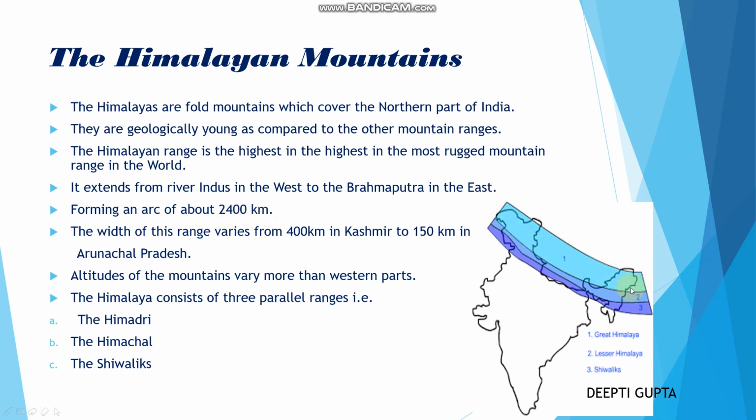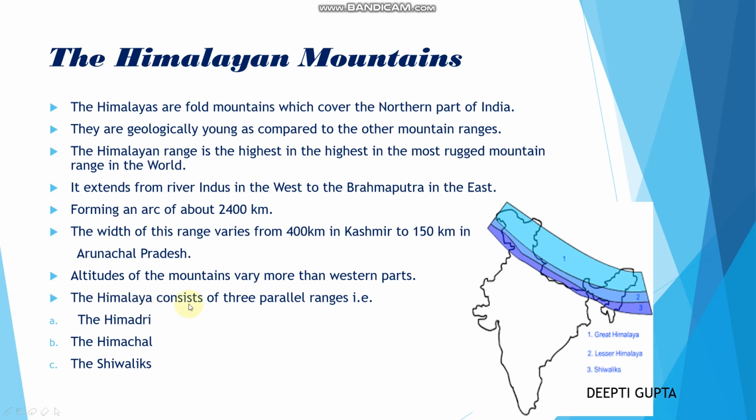This arc is about 2400 kilometers. The width of this range varies from 400 kilometers here in Kashmir to 150 kilometers in Arunachal Pradesh. Altitudes of the mountains vary more in the eastern parts than the western parts.